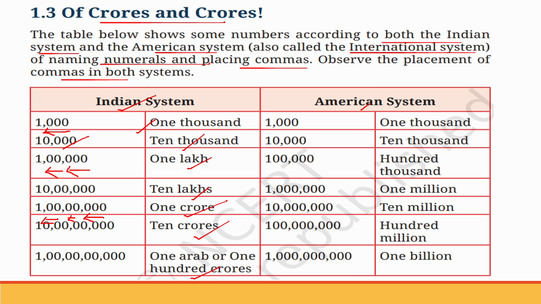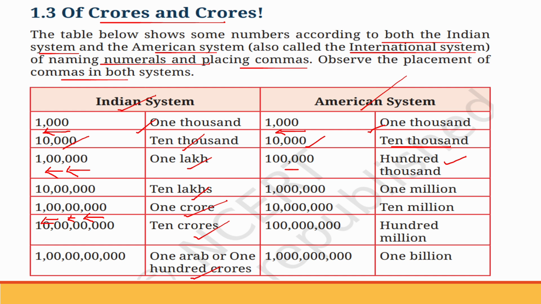Next we have the American system or international system. How are commas placed? You always put commas after every three digits from the right. See, first one is 1000. This is similar to the Indian system. After three digits from the right, we put one comma. Then we have 10,000, which is also similar. Next we have 100,000. This is our 1 lakh.